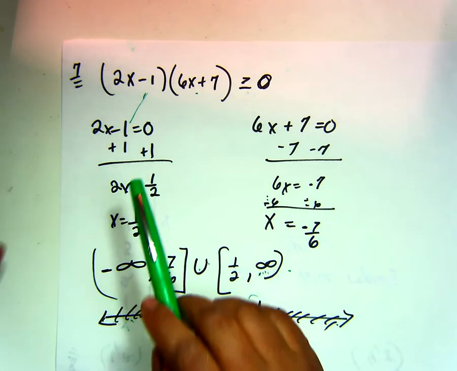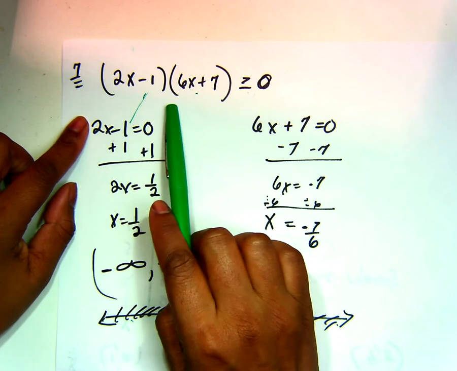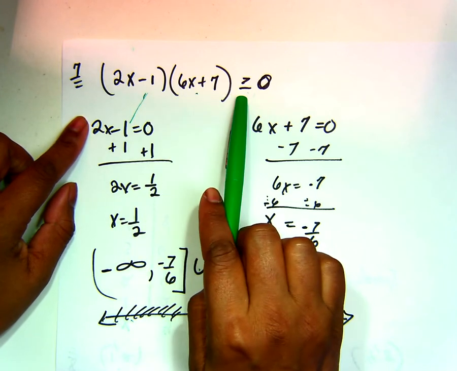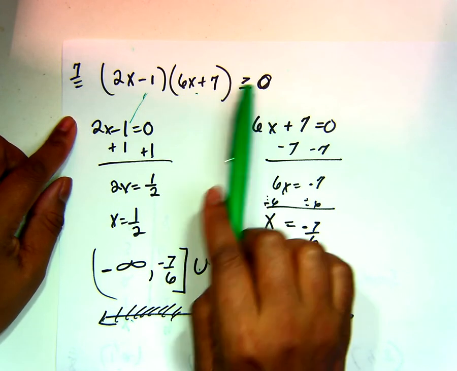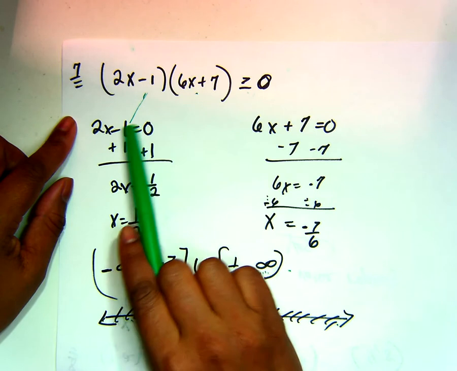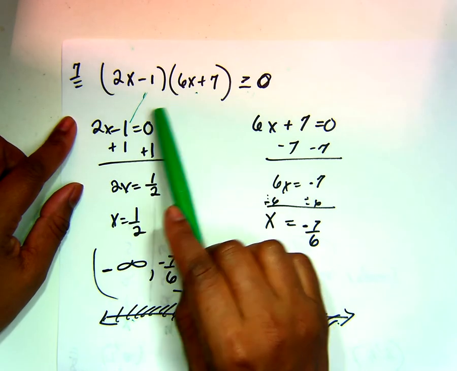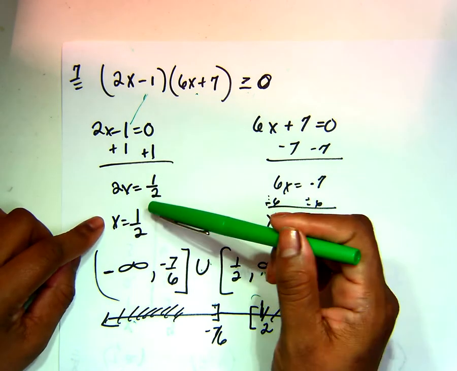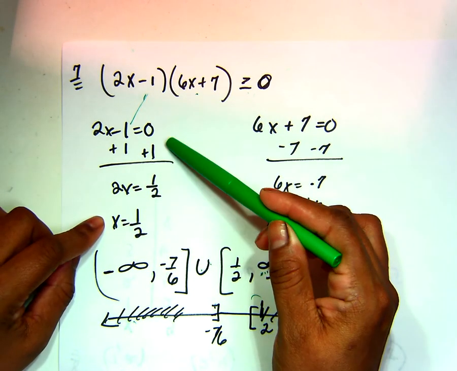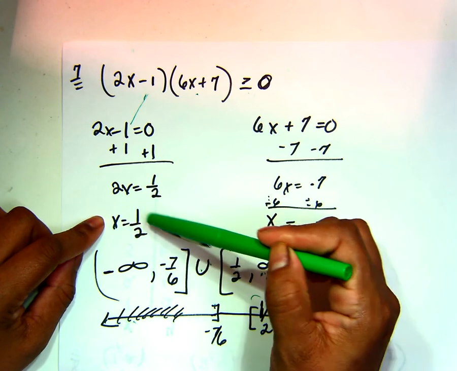Okay, so here's your inequality. 2x minus 1 times 6x plus 7 is greater than or equal to 0. For each one, right here, we're going to solve for x. So for this particular one right here, again, pause the video. You got x equals 1/2.